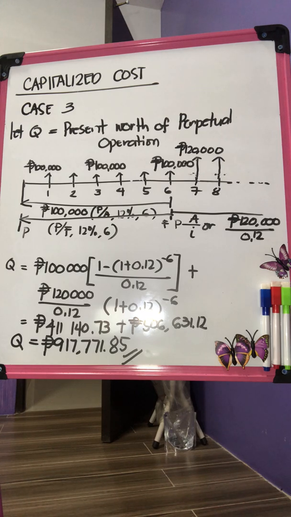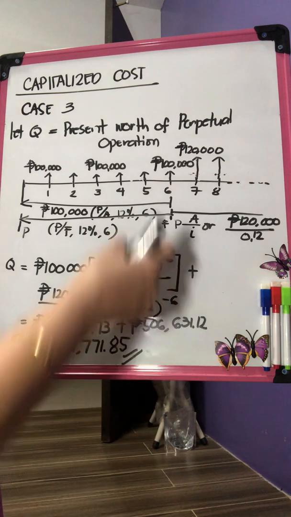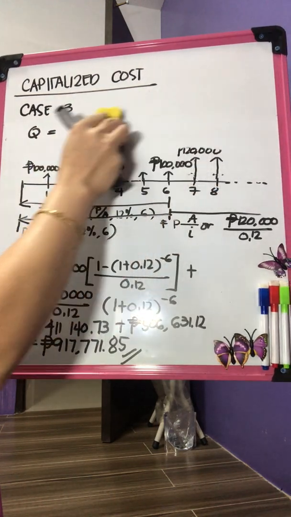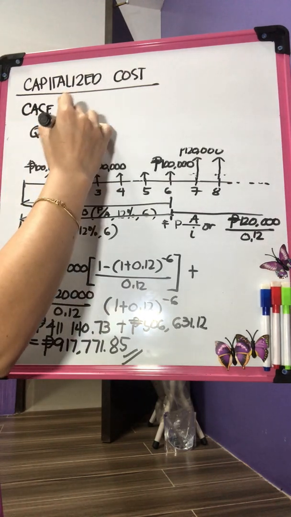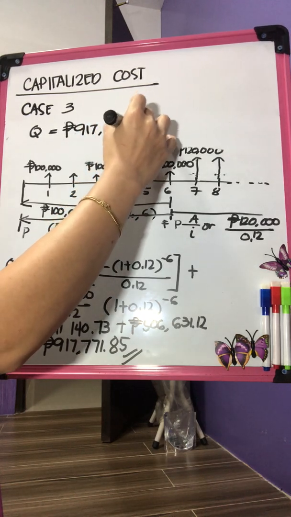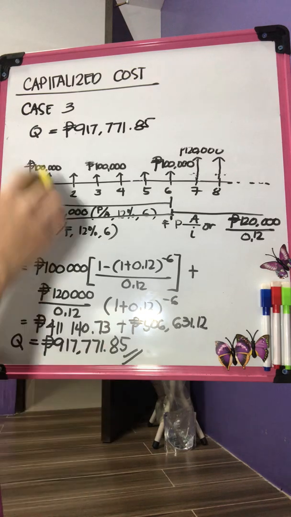So kailangan naman natin yung present worth of perpetual replacement. Okay? Kasi yun daw, lahat ng mga equipment, kailangan daw natin ng 500,000 pesos every 5 years. So meron lang useful life yung mga equipment niya ng 5 years. Okay? So sulat natin yung value ng Q natin dito. Yung Q natin is equal to 917,771 pesos and 85 centavos. Okay, so that is for our Q.